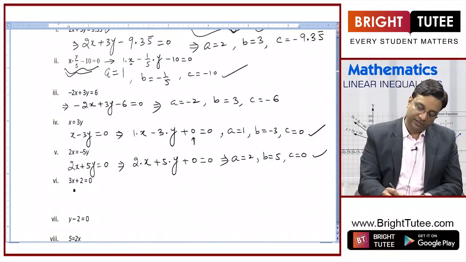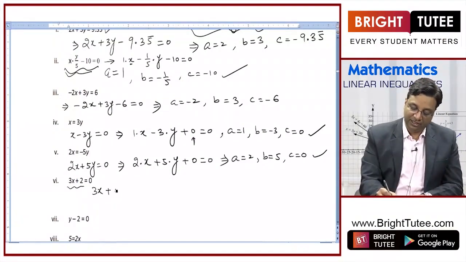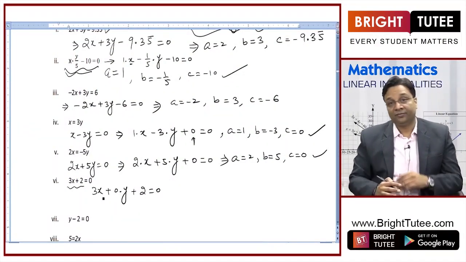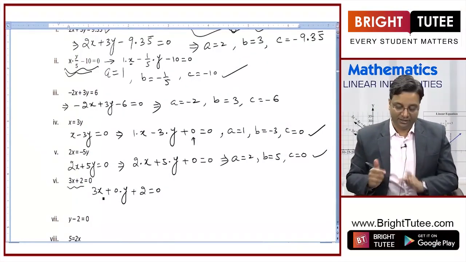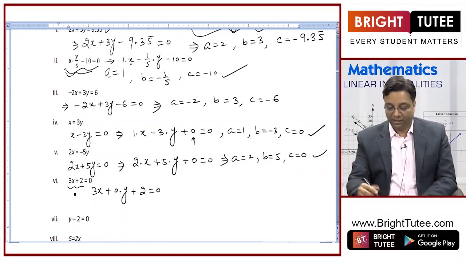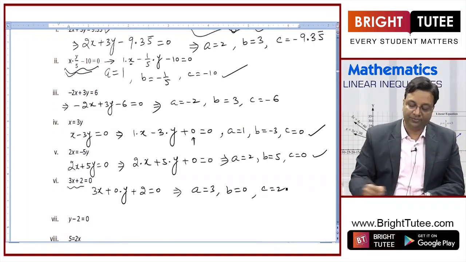In this question here, I can write 3x. Now I do not have a term with y in it, so I will write 0 into y plus 2 equals 0, right? I have written it in the form of a general equation in two variables, right? This is not an equation in two variables. I have written it in that form to compare the coefficients. So a is 3, b is 0, c is 2.